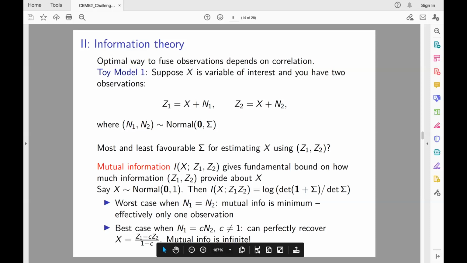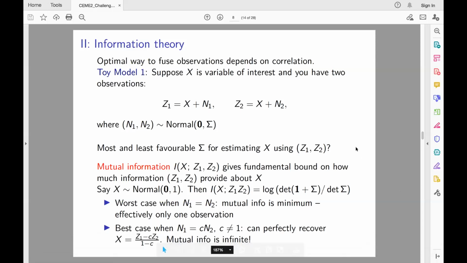So a way to think about this is to calculate the mutual information. The mutual information is essentially the channel capacity. It tells us how much information Z1 and Z2, these outputs of the sensors, have about the thing that we care about. And the nice thing about this very simple toy case is that there is an explicit formula that you can write down, and it's basically the log of the ratio of some determinants.